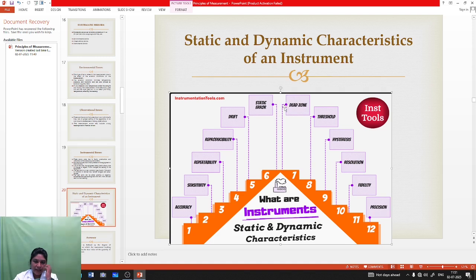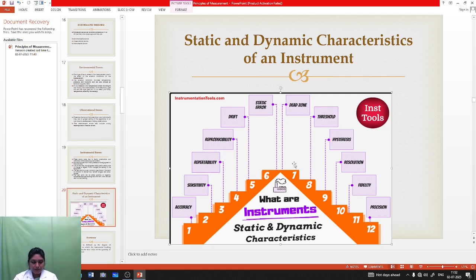And what is meant by error? Error is the maximum deviation from the true value. The static error is defined as the difference between the true value and the actual value. So the deviation from the true value is called the static error. And next is the dead zone.